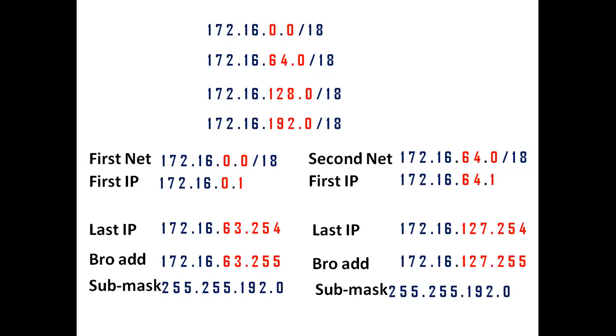And the second network will be 172.16.64.0. This is the second subnet. And the first IP of the second subnet is 172.16.64.1. And the last IP will be 172.16.127.254. And the broadcast address is 172.16.127.255. The subnet mask will be the same. So do you have any question here, brother?